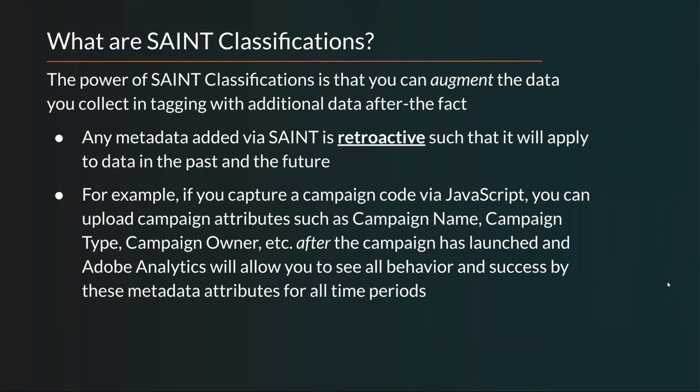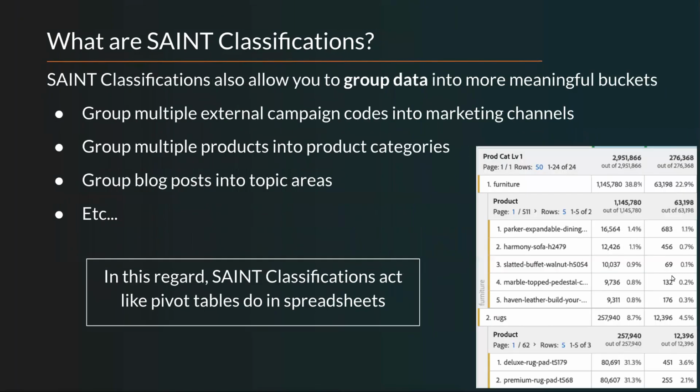Even though you're collecting data in the campaign codes, in the s.campaigns variable, all that's being captured in JavaScript. You can capture that today and then later upload the metadata. And that metadata that you upload will work in the past and going forward. So even though you've captured campaign codes last month, even if you wait a full 30 days before you upload the metadata around that campaign, when you look back 30 days, you will still be able to see all of those attributes with the data that was associated with the code. So Saint classifications allow you to also group data into more meaningful buckets.